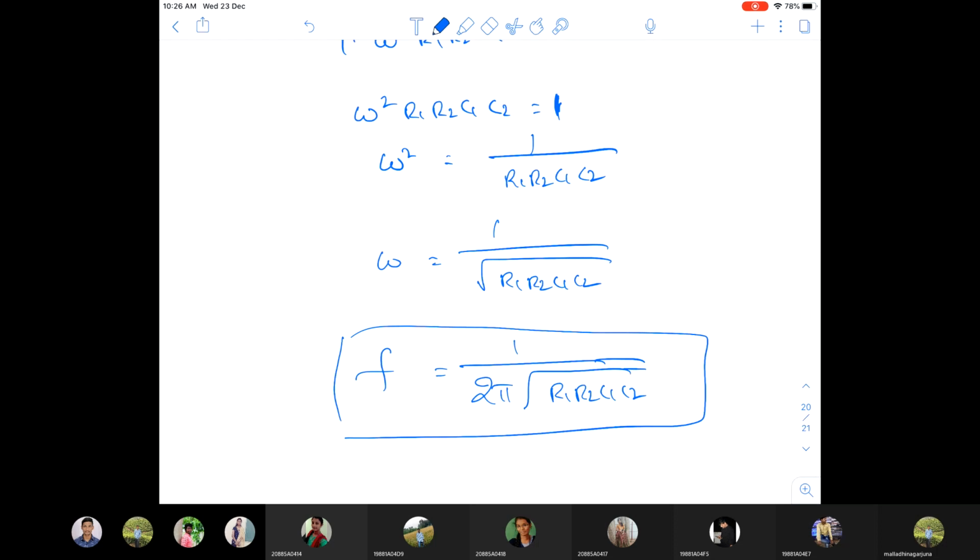Clear? Any doubts in this? This derivation and these equations look lengthy, but there is nothing to it, it is only the simplification part. We only have to simplify.